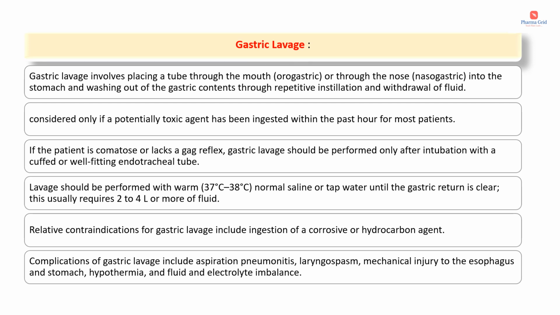This method is considered only if a potentially toxic agent has been ingested within the past hour for most patients. If the patient is comatose or lacks a gag reflex, gastric lavage should be performed only after intubation with a cuffed or well-fitting endotracheal tube. Lavage should be performed with warm normal saline or tap water, that is, the temperature should be between 37 to 38 degrees Celsius. Lavage is performed until the gastric return is clear. This usually requires 2 to 4 liters or more of the fluid.